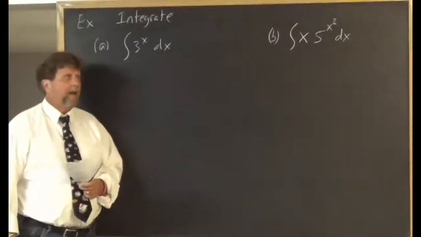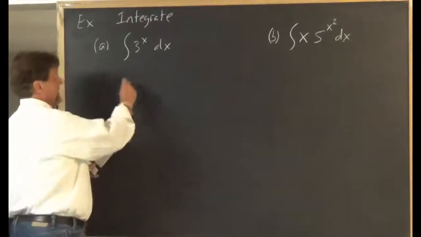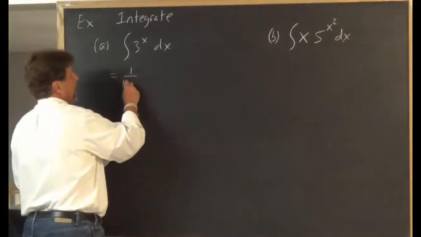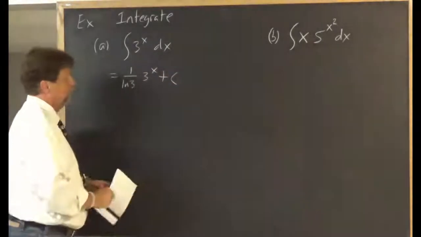All right, folks, part A, integrate 3 to the x. Quite simply, it's one step. It's 1 over the natural log 3 times 3 to the x plus c. That's it.